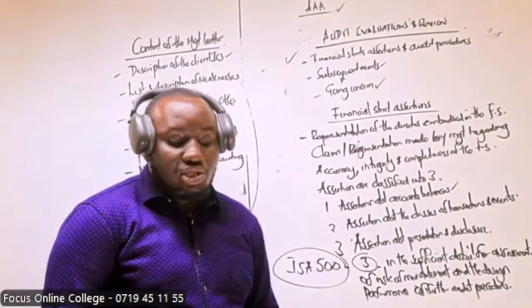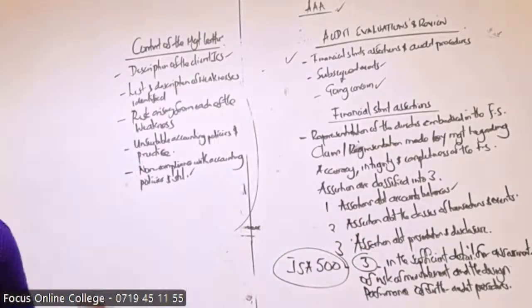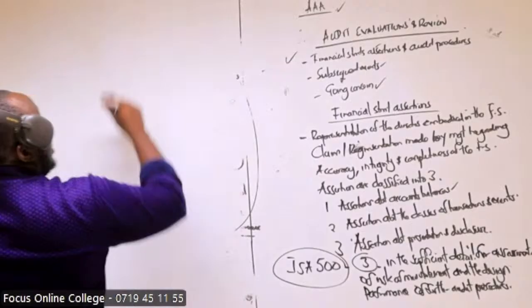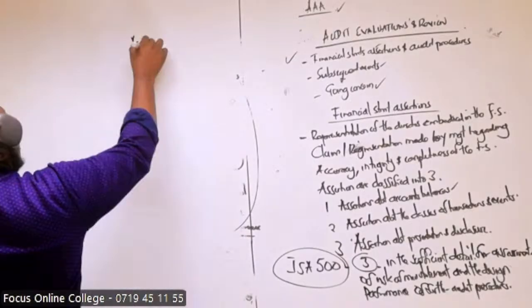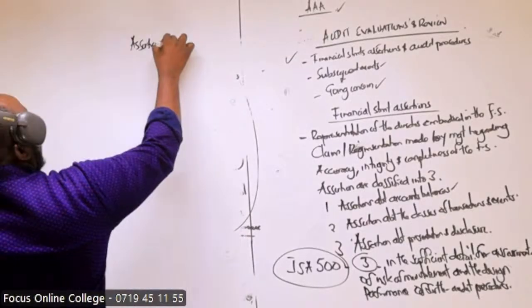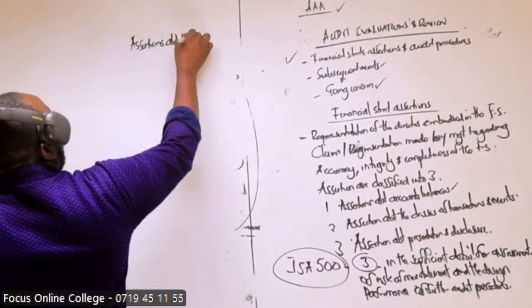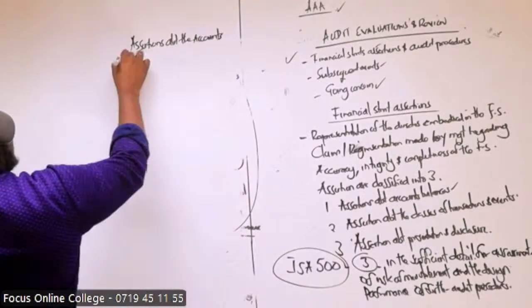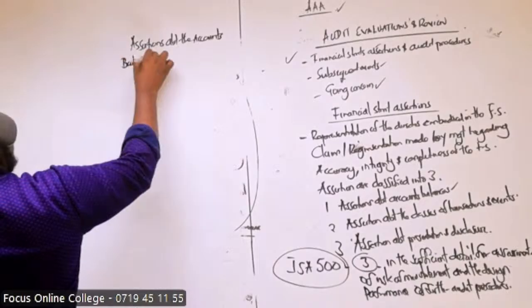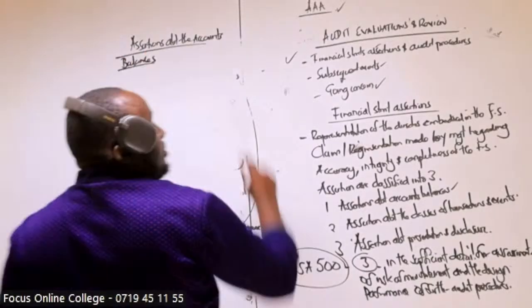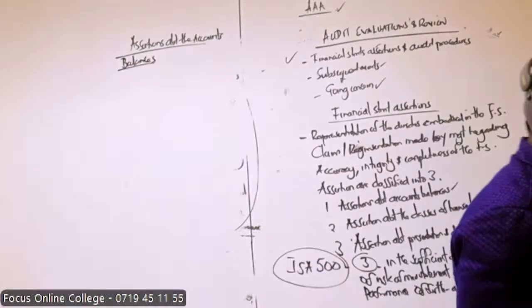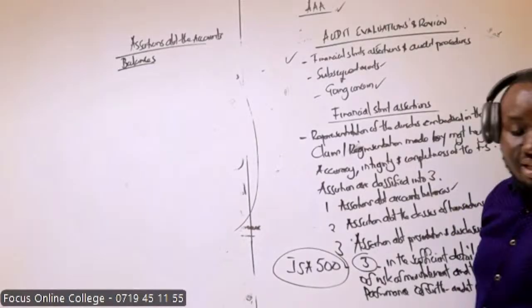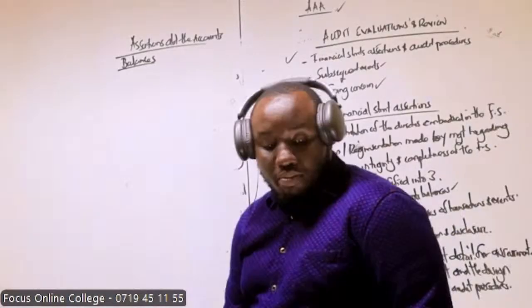I want us to start with assertions about the account balances. Are we there? On assertions about the account balances. Give me a yes if you're there.